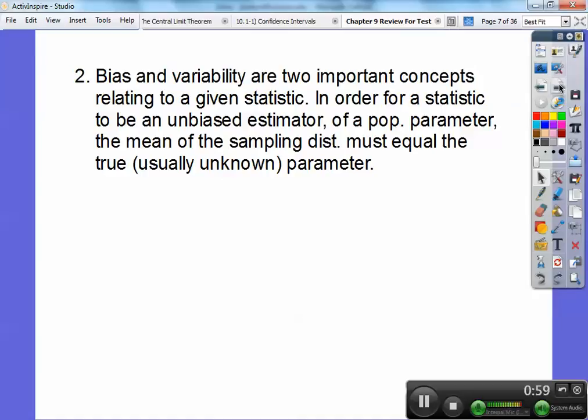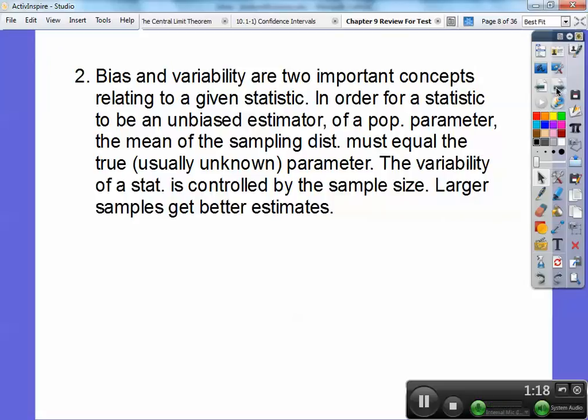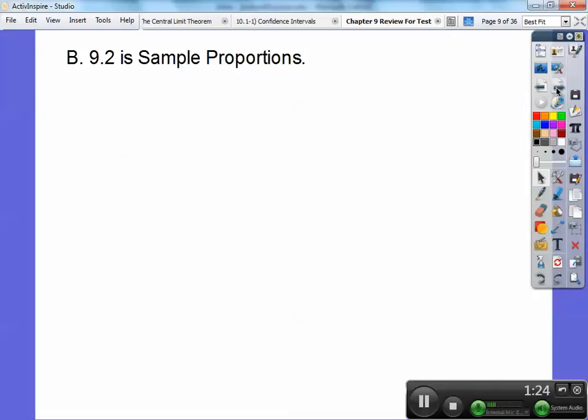Bias and variability are two important concepts related to a given statistic. In order for a statistic to be an unbiased estimator of a population parameter, the mean of the sampling distribution must equal the true parameter, which is your true mean, and it's usually unknown. So the variability of a statistic is controlled by the sample size. Larger samples get better estimates. So larger samples make your standard deviation decrease also.